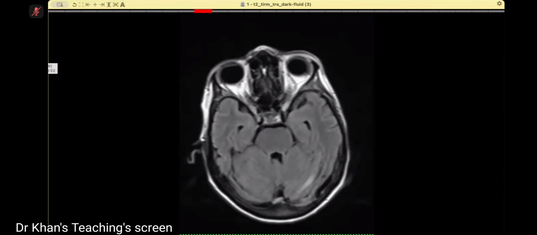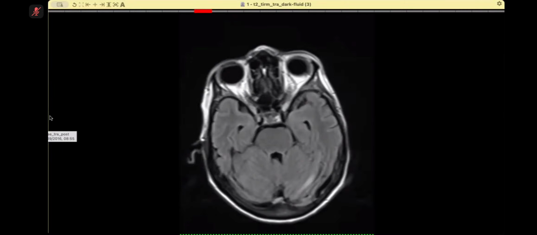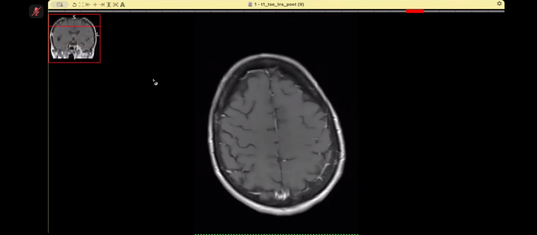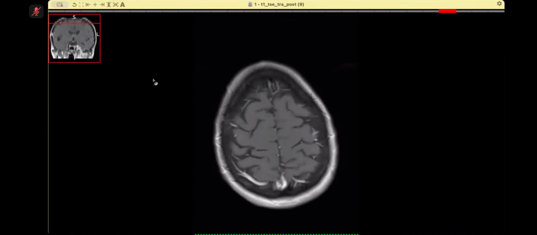I would like to see, if there is the choice of only one more sequence, coronal post-contrast if it's available. Coronal post-contrast. So I'm showing you an axial post-contrast. So I'm coming from top.